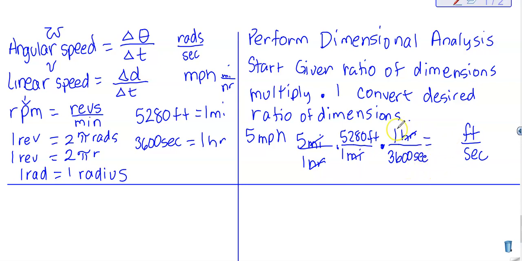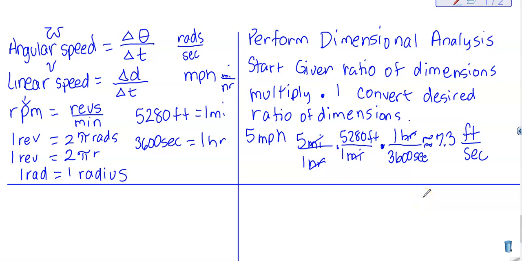So somebody multiply that out. Just make a fraction, 5 times 5,280 divided by 3,600, and give me the approximate feet we're traveling per second. 7.3-ish, right? So we'll go approximate because we're rounding. So that's 7.3 feet per second we'd have to travel to go 5 miles per hour.